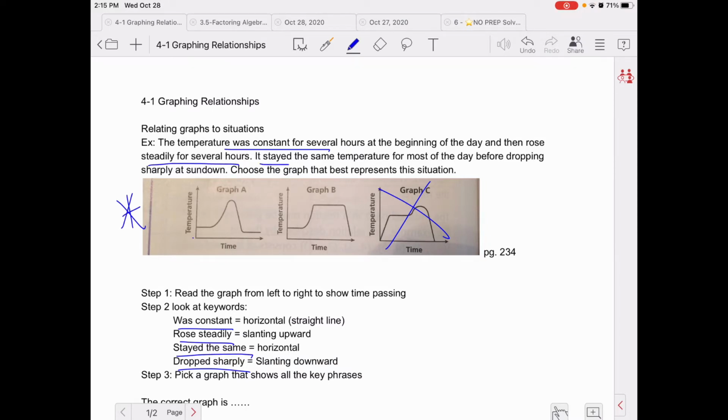And then it says it stayed the same temperature for most of the day. So we like the straight line, we like the up. But this one doesn't stay the same for very long, and this one does, okay? And then it says dropping sharply at sundown, so it's going down, okay? Graph B would be our best representation of that because it has the flat where we stayed the same temperature for most of the day. So that's a long time, okay? So that would be graph B for the correct graph, okay?